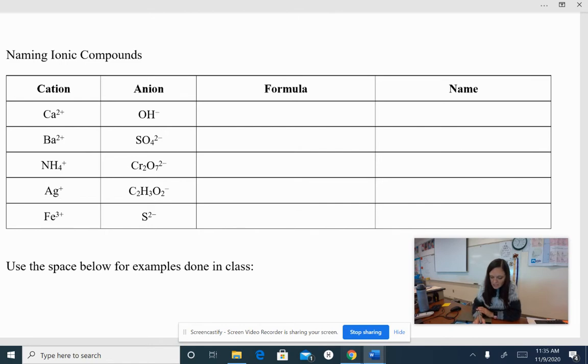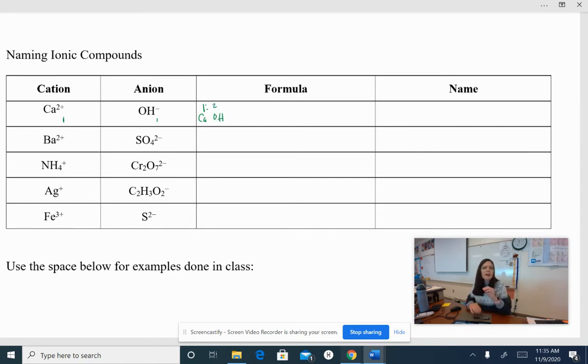So let's look at this. Calcium has a positive 2. Hydroxide has a negative 1. So the least common multiple between 2 and 1 is 2. That means I need 1 calcium, right? I'm going to need 1 calcium, and I'm going to need 2 hydroxides.